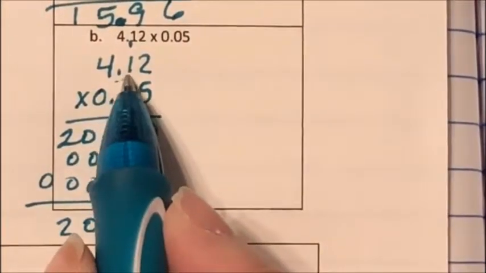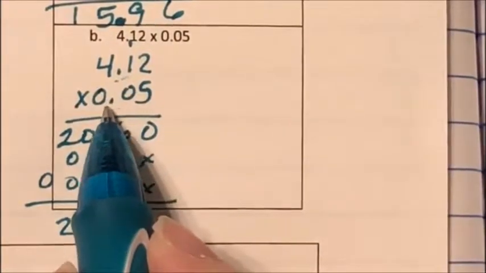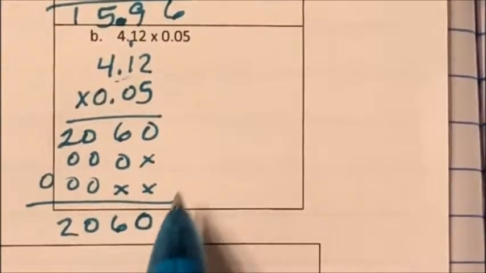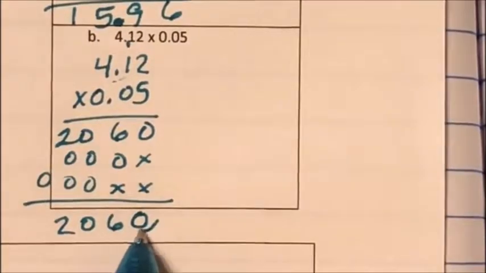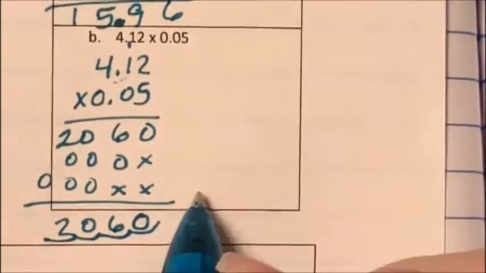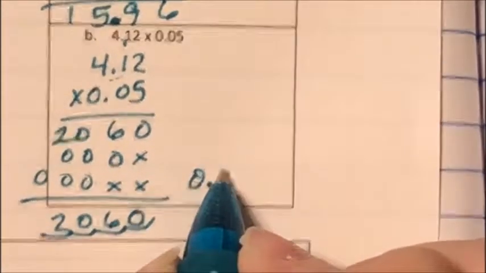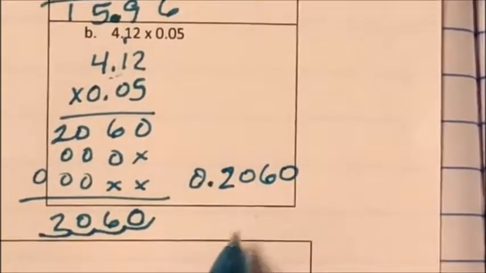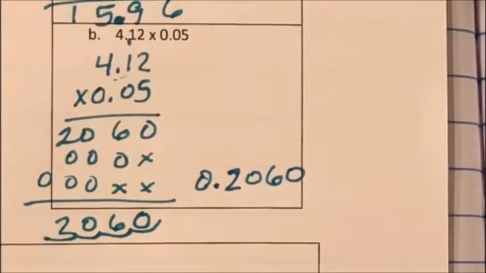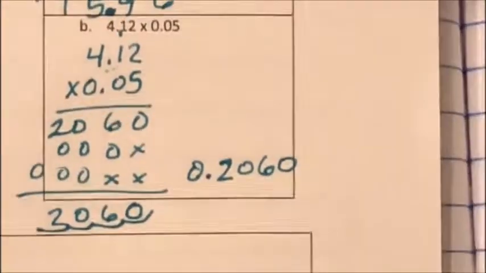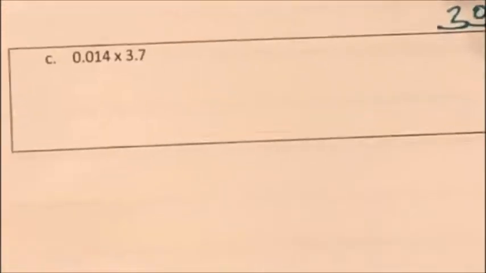4.12 has 2 decimal places. 0.05 has 2 decimal places. 2 plus 2 gives me 4. So I get 0.2060 as my final answer. Letter C is 0.014 times 3.7.